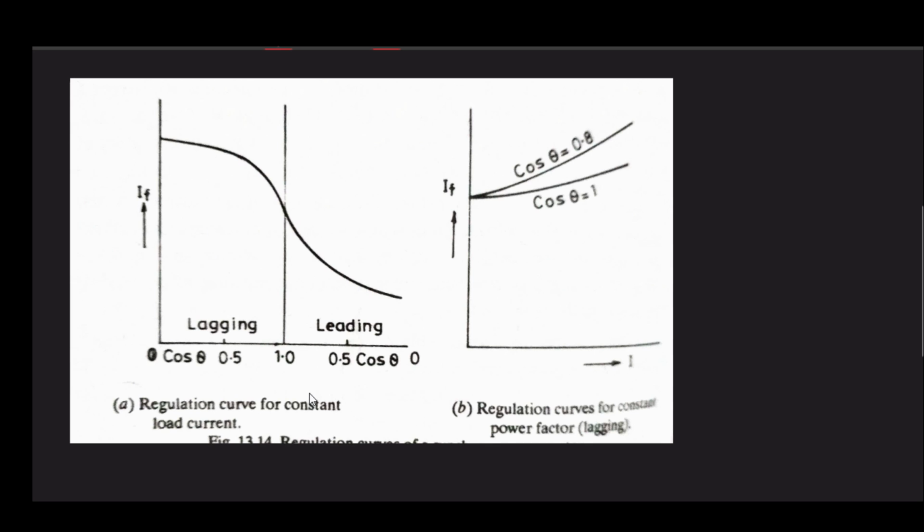Similarly, here it is more interesting: our load current is constant, however we are plotting IF as a function of our power factor. Our objective is to keep terminal voltage constant. When we have leading power factor, we need a smaller amount of current than during open circuit. If, say, 1 ampere was required to maintain open circuit rated voltage, then with a leading power factor load we need, say, 0.6 ampere flowing through our field winding to maintain the same rated terminal voltage across our winding. But for lagging, we need a higher value of field current, and that is why we get this typical curve.